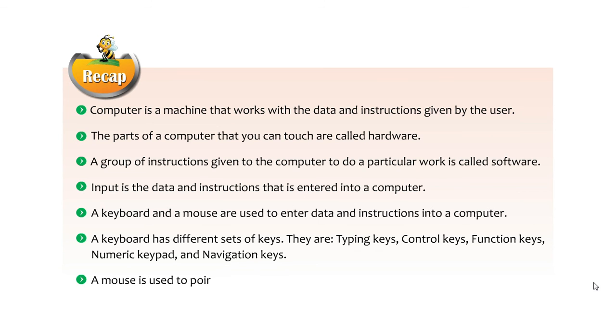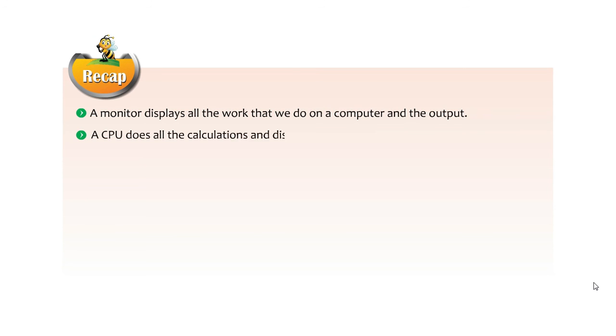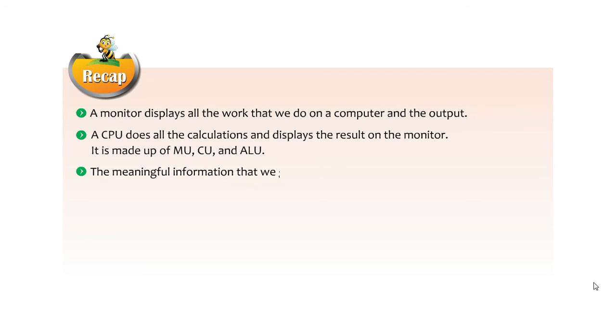A mouse is used to point, select, and move any object on the computer screen. A monitor displays all the work that we do on a computer and the output. A CPU does all the calculations and displays the result on the monitor. It is made up of MU, CU, and ALU. The meaningful information that we get after processing is known as output.